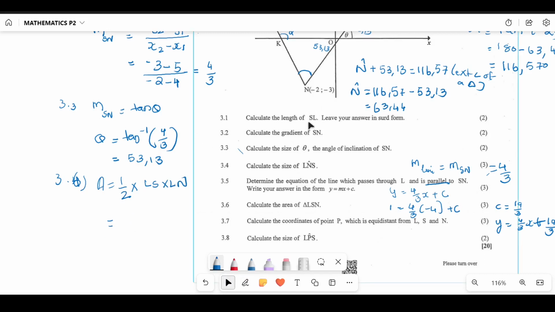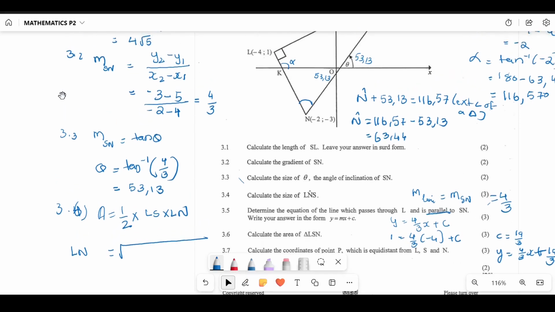We found LS, but we don't have LN. So before we continue, let's find LN using the distance formula, square root of (x2 minus x1) squared plus (y2 minus y1) squared. L is negative 2, negative 3 and N is negative 4, 1. So LN will be the square root of (negative 4 minus negative 2) squared plus (1 minus negative 3) squared. So LN is going to be 2 root 5.